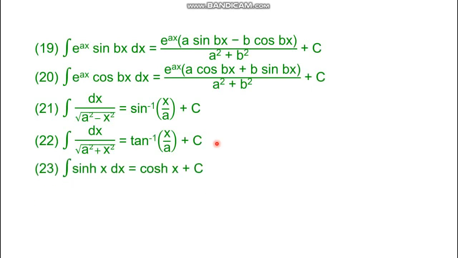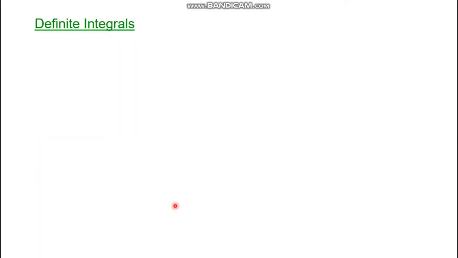And in case of hyperbolic functions, integration of sin hyperbolic x dx is cos hyperbolic x plus c, but the integration of cos hyperbolic x dx must not be minus sin hyperbolic x plus c, it is here plus. Okay, so integration of cos hyperbolic x dx is equal to sin hyperbolic x plus c. Okay, now move on to definite integrals.